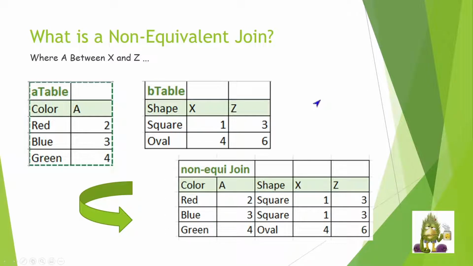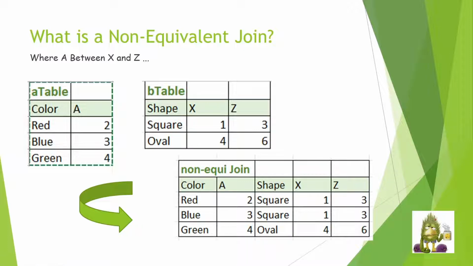But what is a non-equivalent join? Well, what we really want to know is that the different colors are given a parameter, and that parameter determines what shape they happen to be. If they are between 1 and 3, they're a square. If they're between 4 and 6, they are an oval. And so when we do this non-equivalent join, we want to know the shape that red has if it has a value of 2. And so we have to find the range that identifies 2, in which case red becomes a square, blue becomes a square, and green becomes an oval.